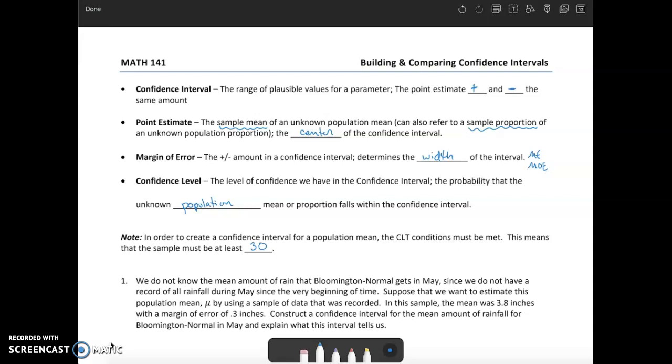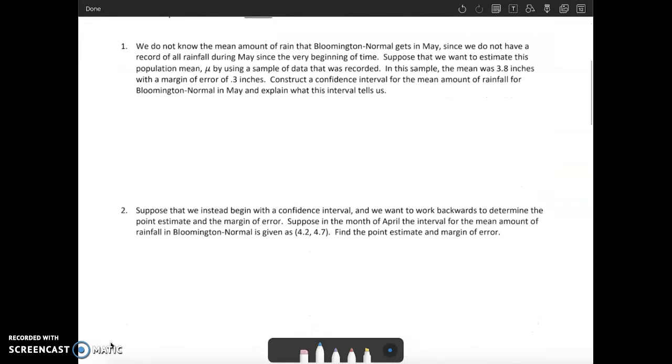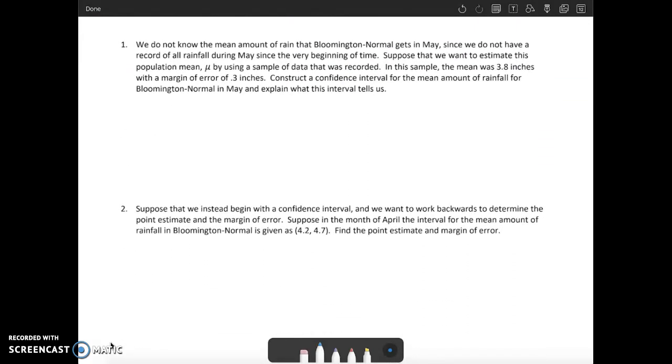Let's look at a couple examples. Number 1 says, we do not know the mean amount of rain that Bloomington Normal gets in May, since we do not have a record of all rainfall during May since the very beginning of time. Suppose that we want to estimate the population mean, mu, by using a sample of data that was recorded. So we do have some record of the rainfall in May, but only back to a certain date. So we can use that as our sample.